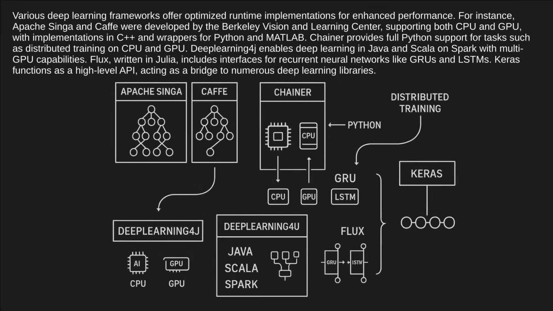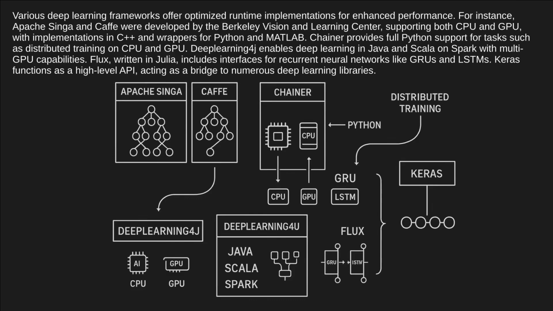Various deep learning frameworks offer optimized runtime implementations for enhanced performance. For instance, Apache Singa and Caffe were developed by the Berkeley Vision and Learning Center, supporting both CPU and GPU with implementations in C++ and wrappers for Python and MATLAB. Chainer provides full Python support for tasks such as distributed training on CPU and GPU. Deeplearning4j enables deep learning in Java and Scala on Spark with multi-GPU capabilities. Flux, written in Julia, includes interfaces for recurrent neural networks like GRUs and LSTMs.